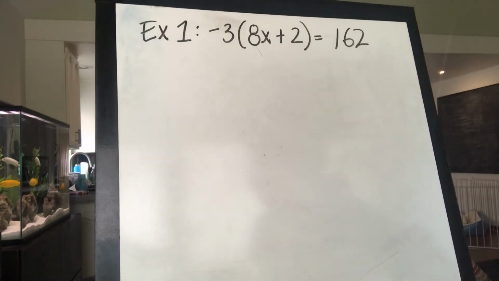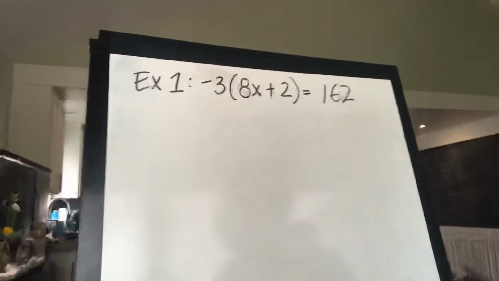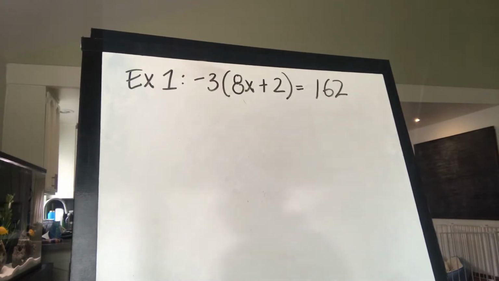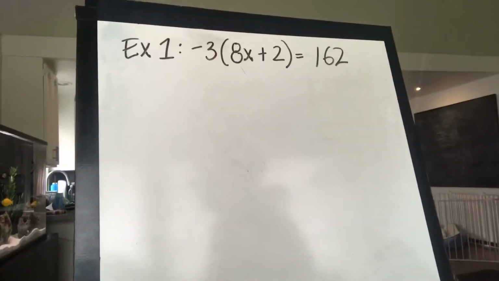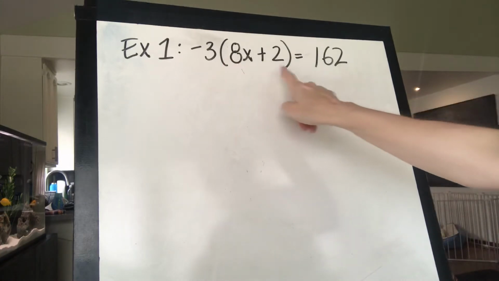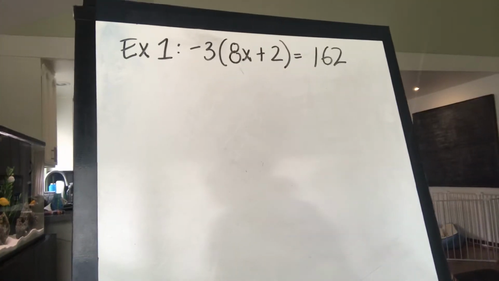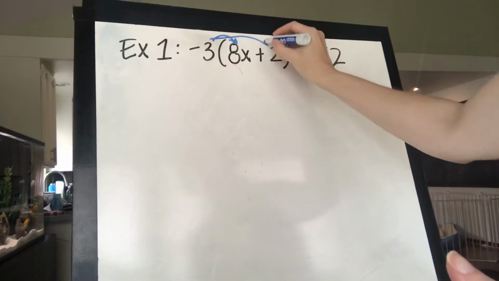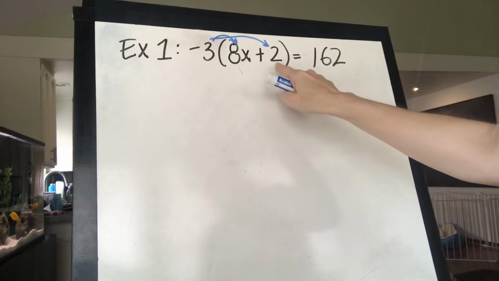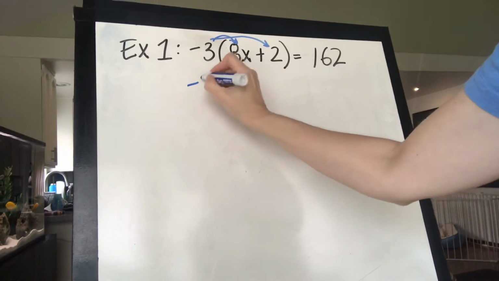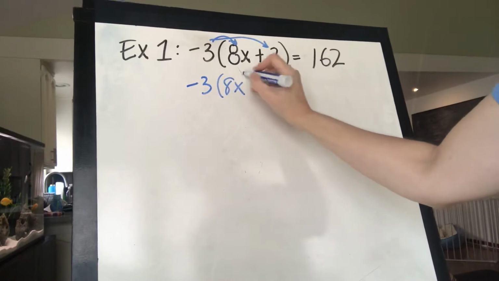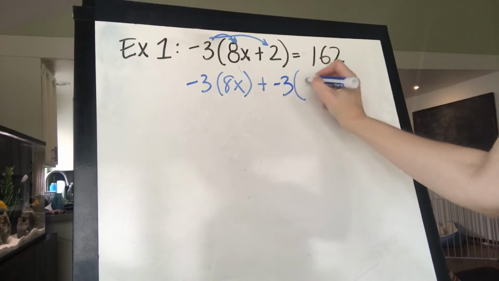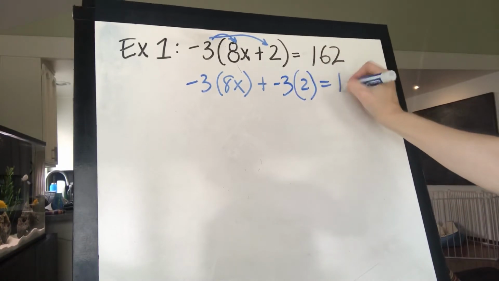Here's the first example. The example is negative 3 times (x plus 2) equals 162. Okay, so for this problem, you see that you have these parentheses, and that means to go ahead and distribute. So you're going to use the distributive property. We're going to take whatever's on the outside multiplied by whatever's on the inside, the first term and then the second term. So we're going to do it like this: negative 3 times x plus negative 3 again times 2, and that equals 162.